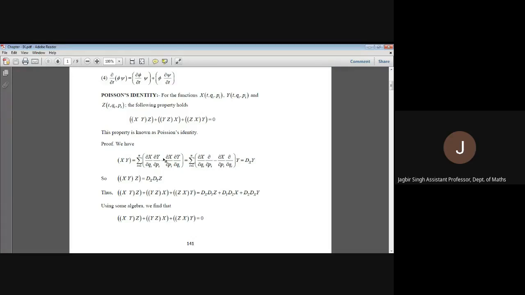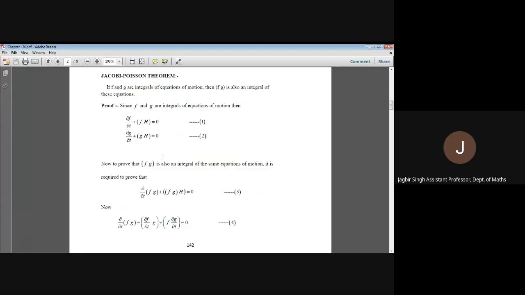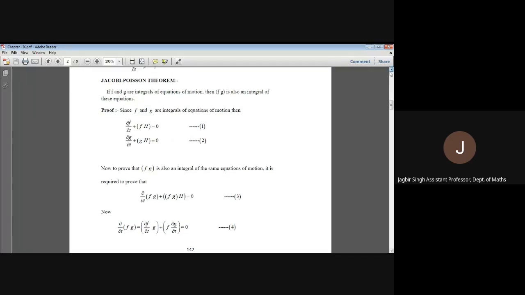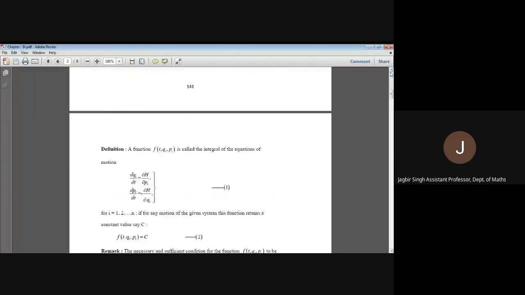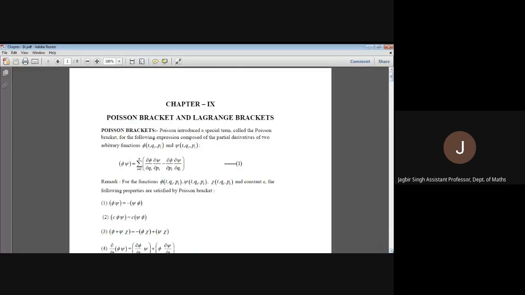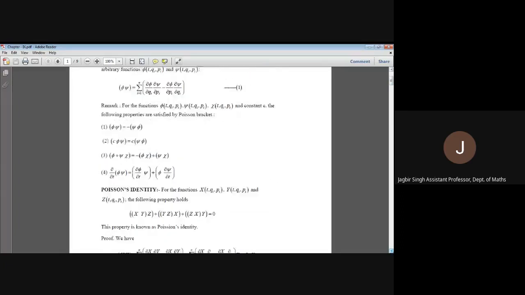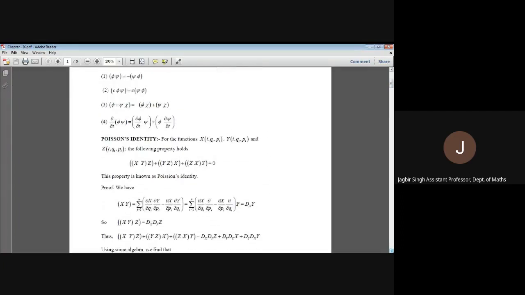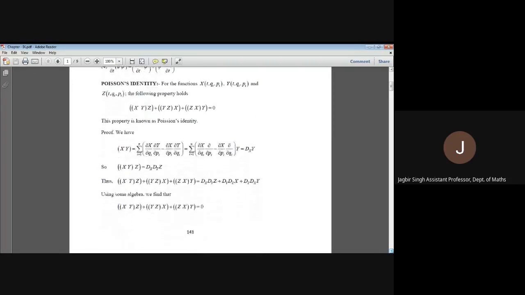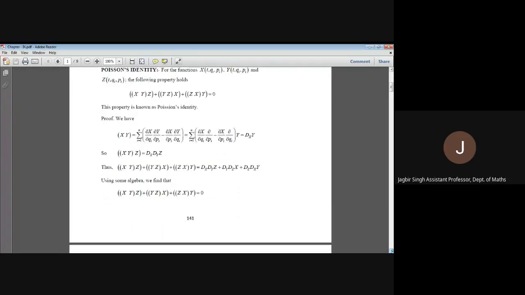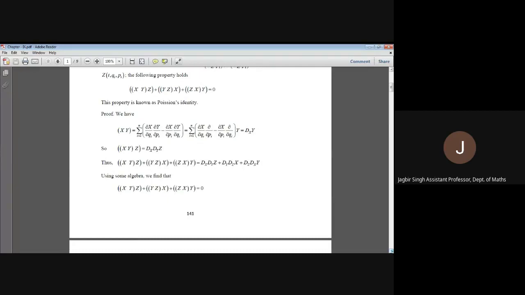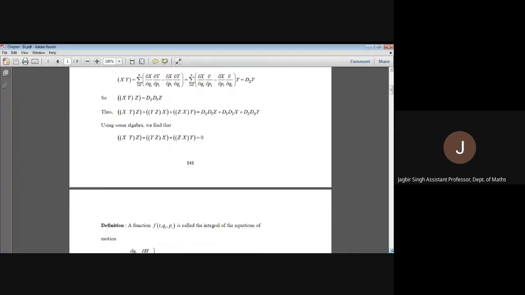Okay, so that's the Poisson bracket. After that, there is a remark. Just keep it in mind: if we have 3 functions, then finding their Poisson brackets with cyclic shifts, their sum will be 0.